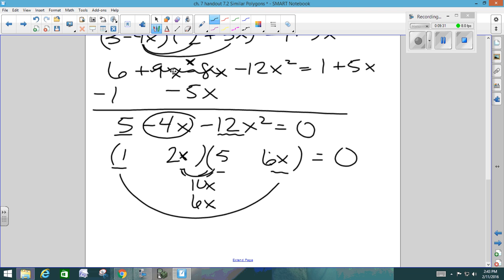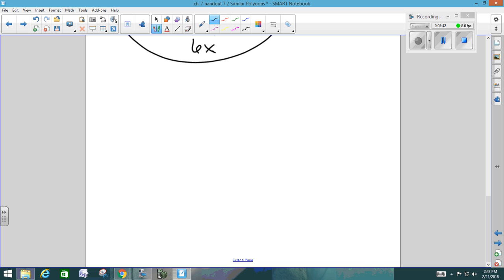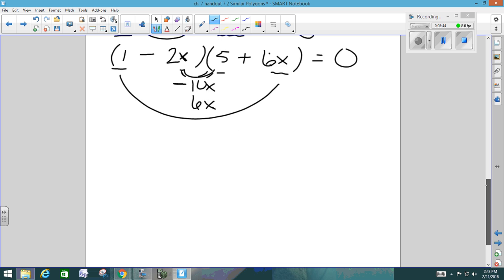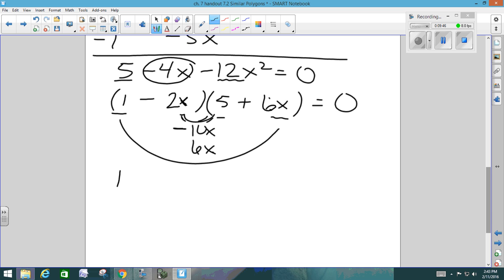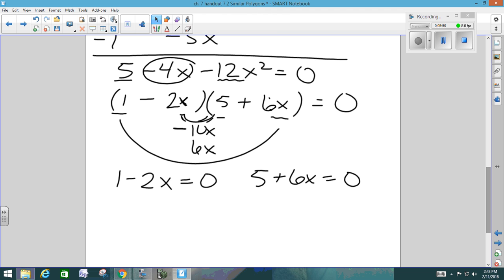Which one has to be negative? -10. So which do I have to make negative up here? 2 or 6? 2. Good. Once you have it factored, you take the expressions on the inside and set them equal to 0. So 1 minus 2x equals 0. 5 plus 6x equals 0. And then you just finish solving for x. Add your terms over and divide by the other one.